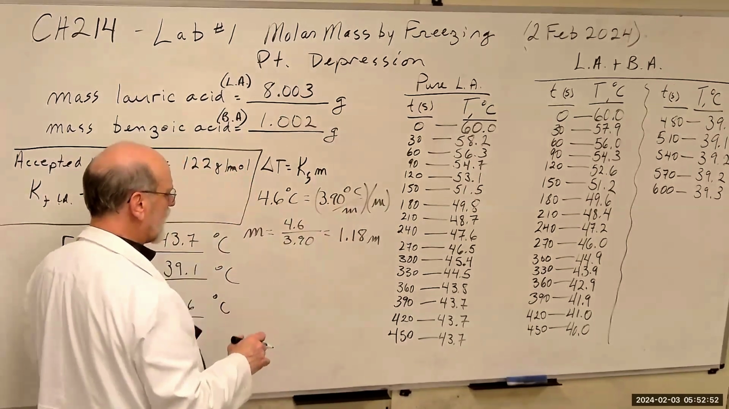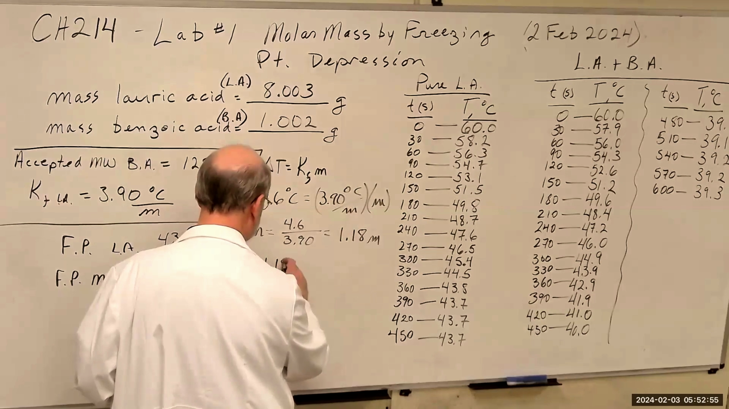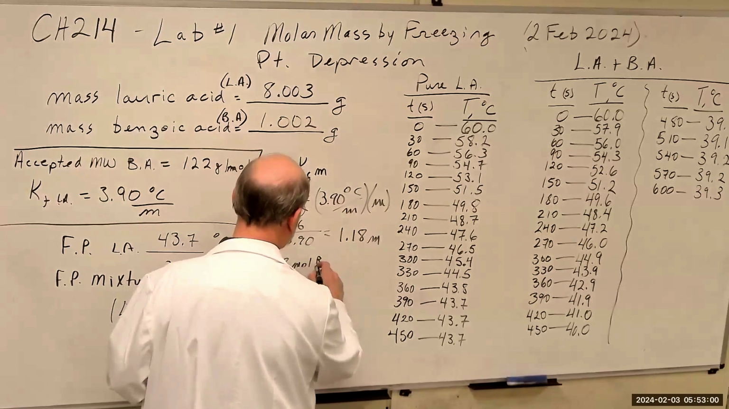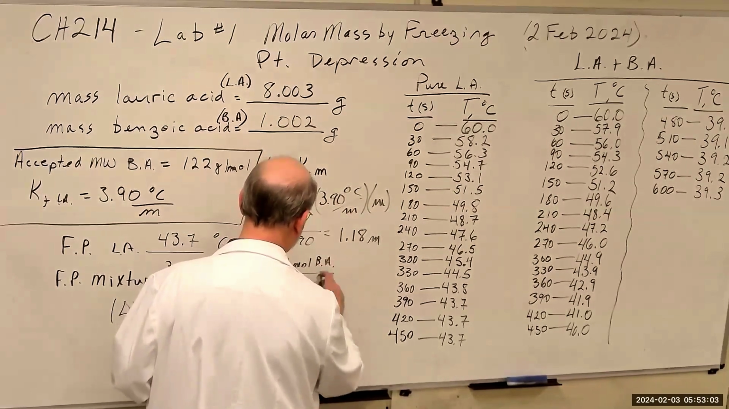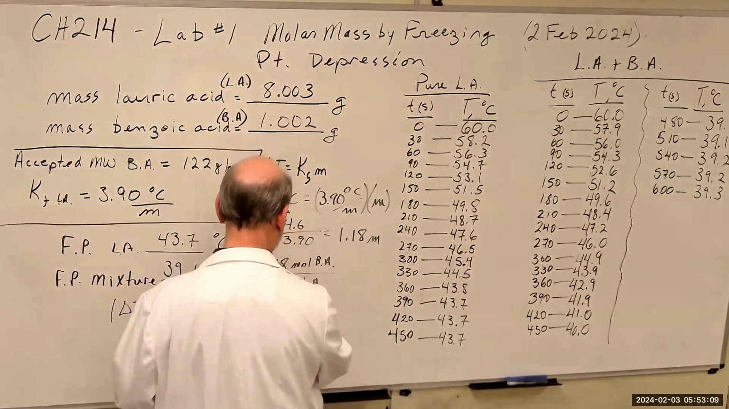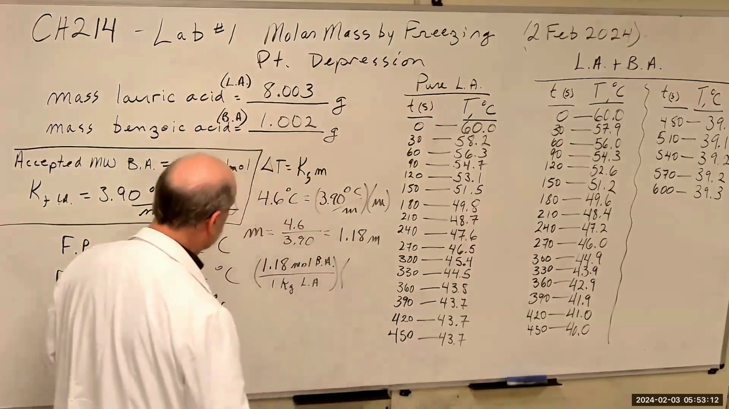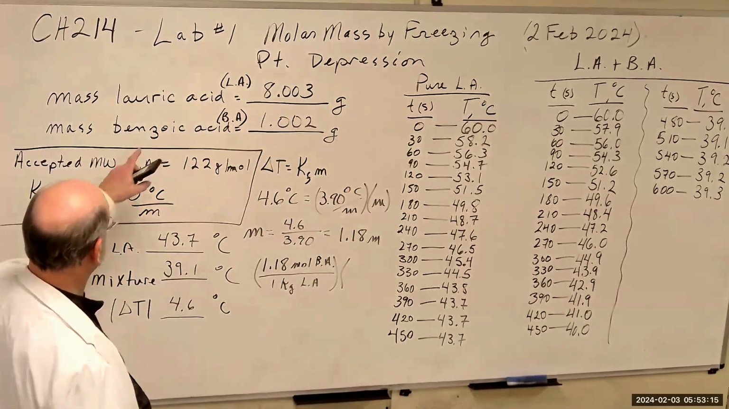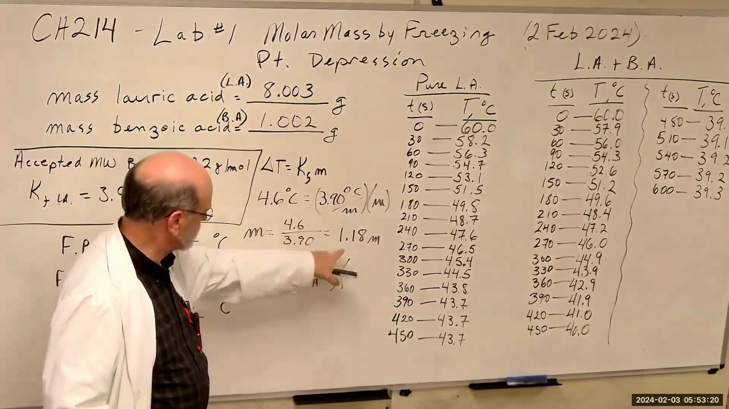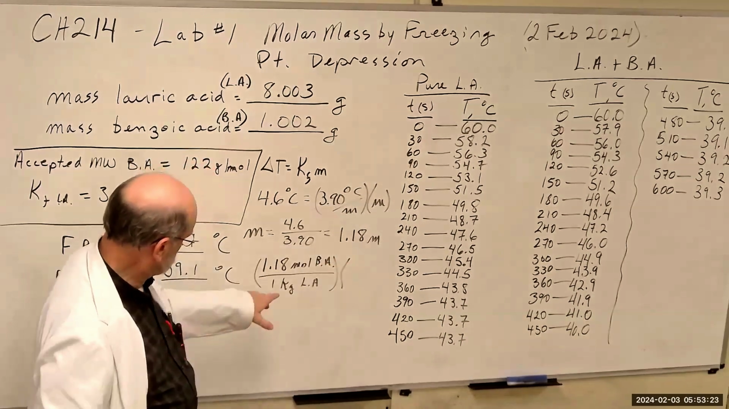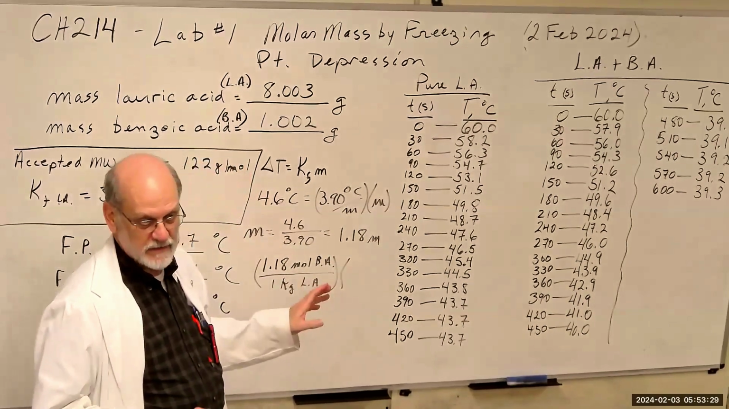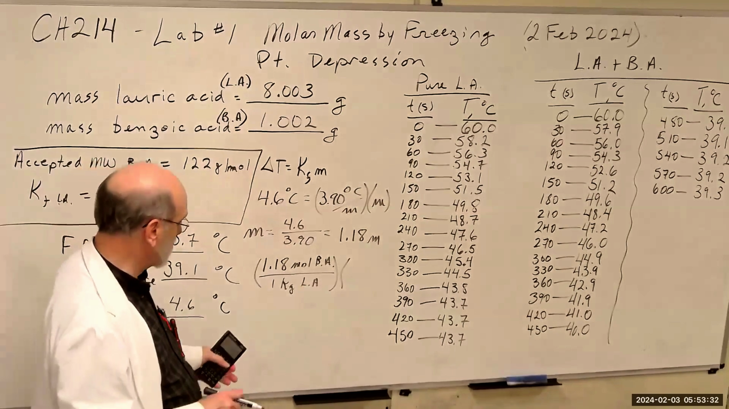Next, what does molality mean? 1.18 moles of benzoic acid per kilogram of lauric acid. So if we multiply that by the kilograms of lauric acid, what here is defined? What you're doing right now? I took this and expanded it: molal is moles per kilogram. That's all I did, and the reason I did that is so we can cancel one of the units.